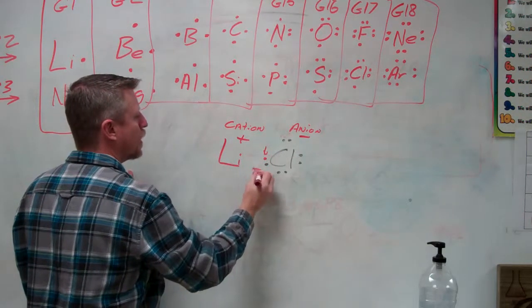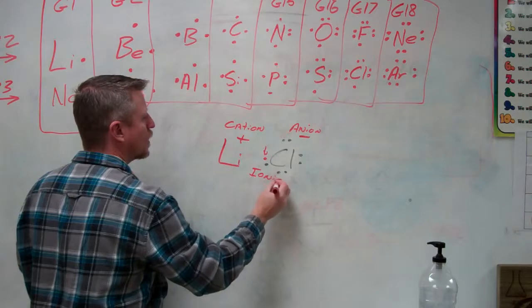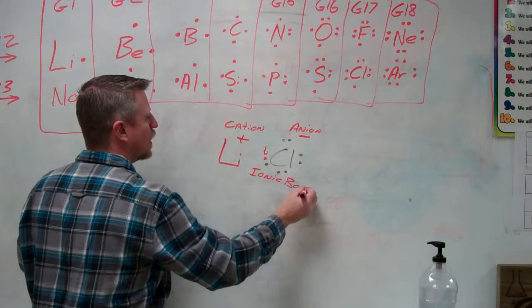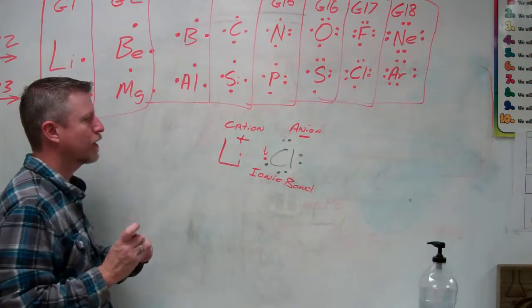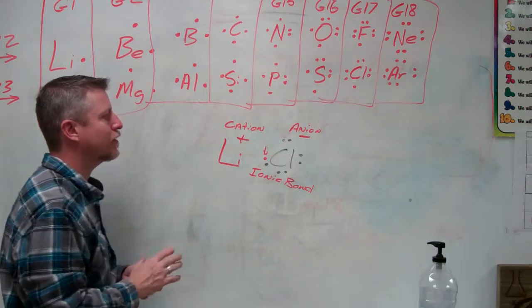And this is called an ionic bond. And that makes them stable. So this is lithium chloride. Okay? And you don't have to know the names right now. You'll learn all those names in high school.